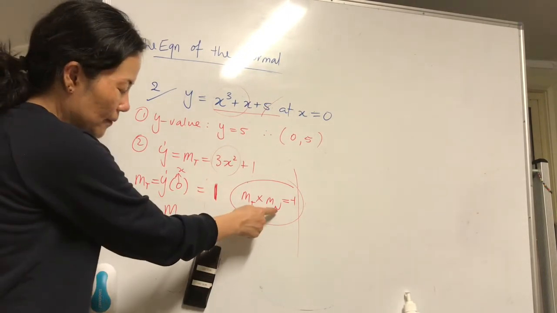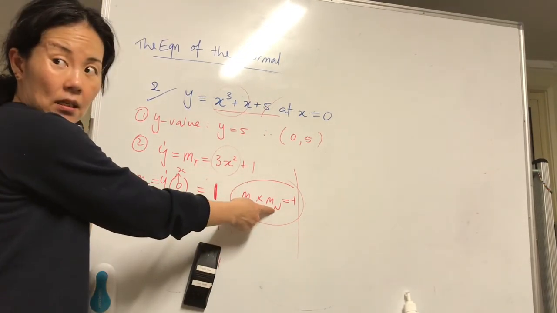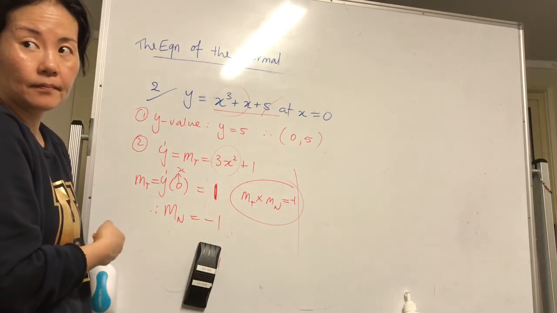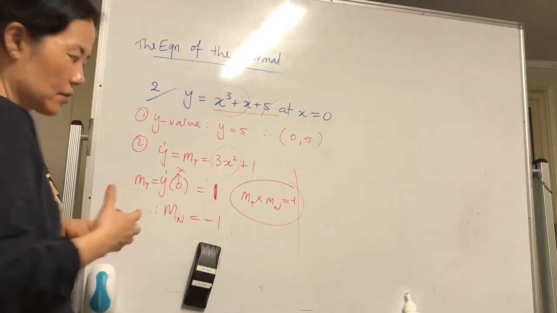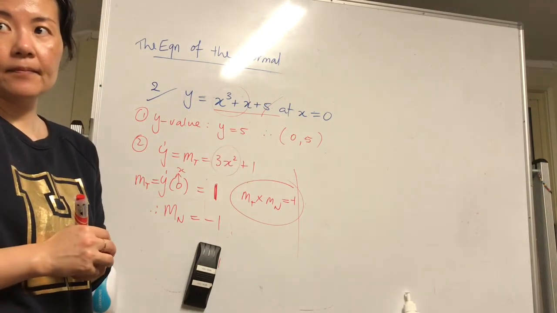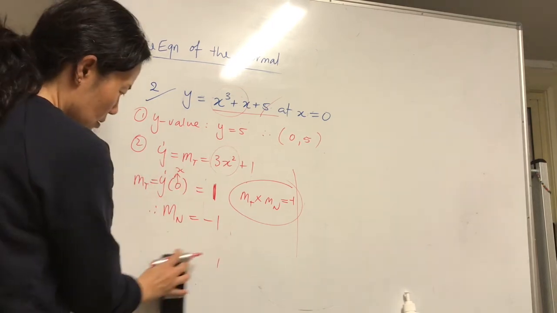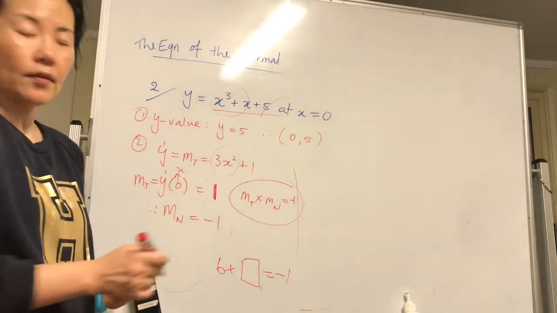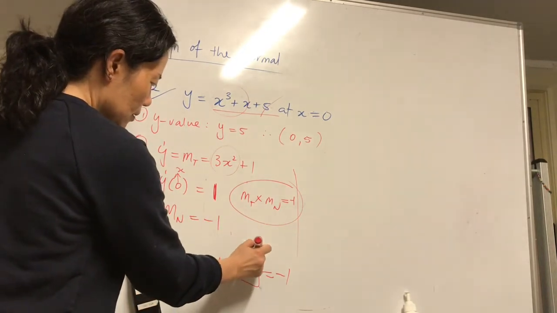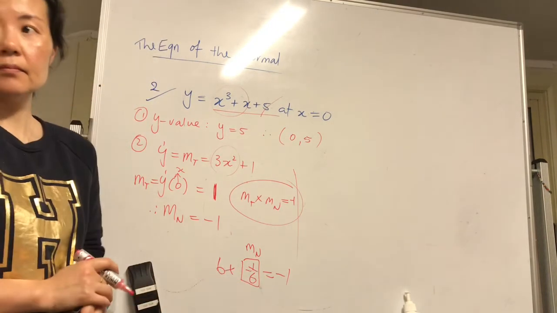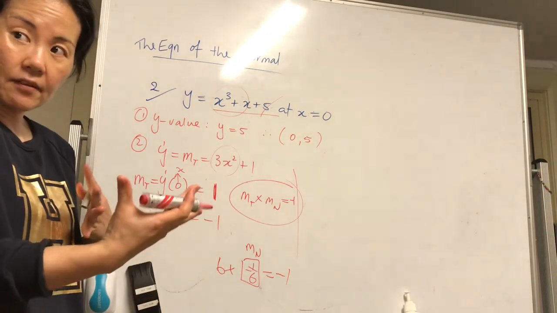But you have to find m and n. If the gradient of the tangent is 6, then you multiply it by something to make negative 1. 6 times what makes negative 1? Would that be the reciprocal? Yeah, it'll be the negative reciprocal. You always put the negative and the reciprocal.